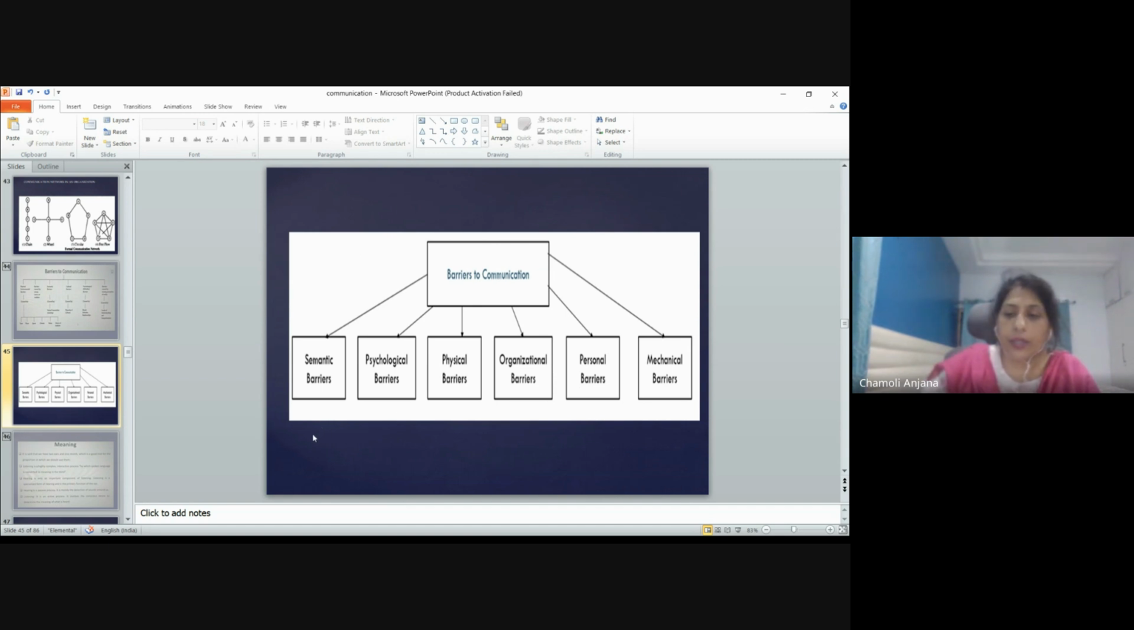The first one is the semantic barriers. Semantic barriers are the barriers that deal with language and words. If you use certain jargons which others are not aware of, for instance, of course now everyone knows the term copy. Burning a CD. There's a small story, where a new employee joins the organization, and his boss gives him a CD, and says, kindly burn this CD for me.